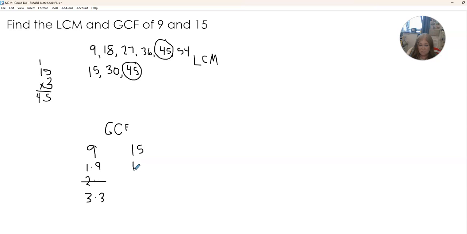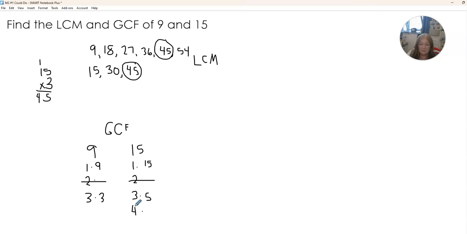Now we have 15. 1 times 15. 2. I know it's not even. I know it can't go in there, but I'm going to double check. 2, 4, 6, 8, 10, 12, 14, 16. Nope, it did not go into 15. No 2. 3, 3, 6, 9, 12, 15. That went in there 5 times.